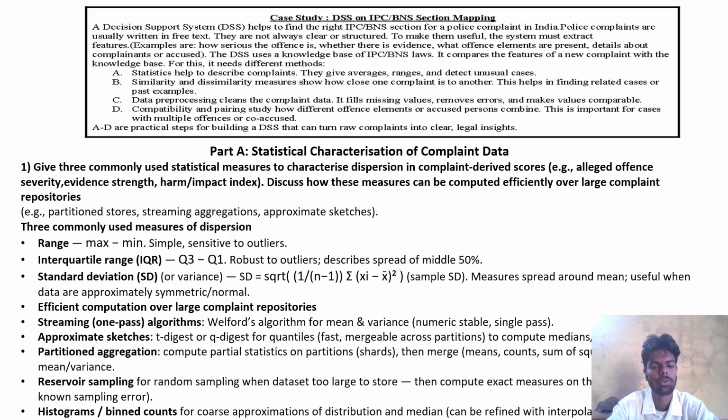Fourth, efficient computation over a large complaint repository. Fifth, streaming one-pass algorithm, Welford's algorithm for the mean and variance. Sixth, approximate sketches, T-digest or Q-digest for the quantiles. Seventh, partition aggregation: compute partial statistics on partitions and then merge the mean and variance. Eighth, reservoir sampling for random sampling if the data set is too large to store, then compute exact measures. The last one, histograms and bin counts for a coarse approximation of distribution and median.